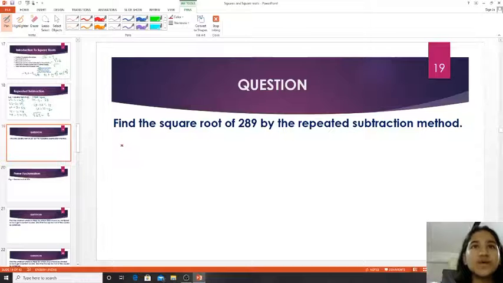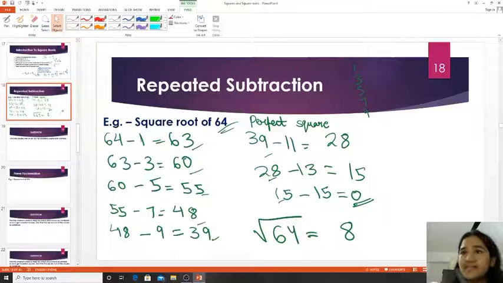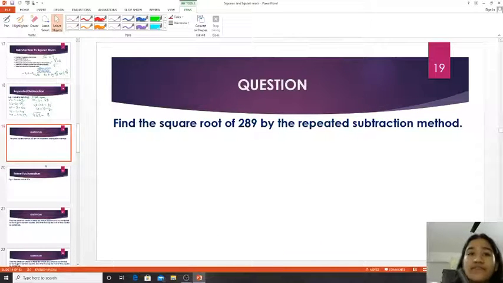Okay. So in our previous session we had learned the introduction to square roots and repeated subtraction, right? Today we are going to learn prime factorization, but first we'll solve a question related to the method we had learned in our previous session, so as to recall it. So let's proceed.